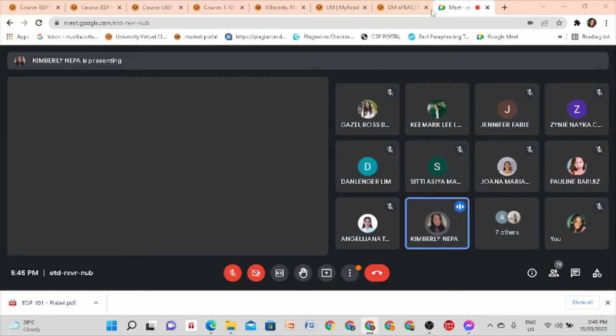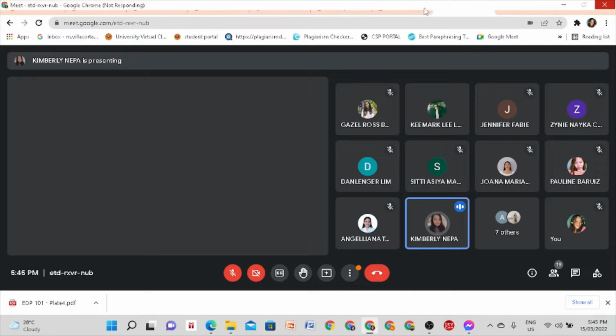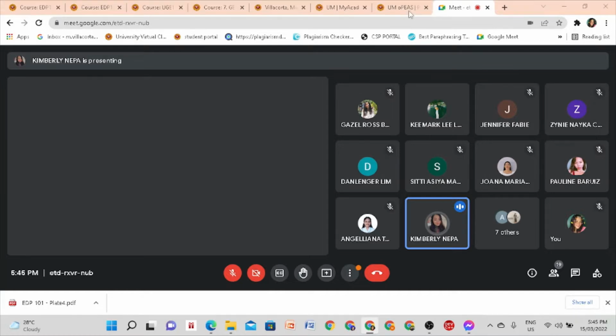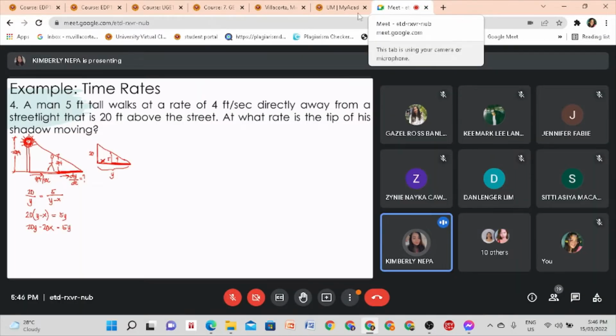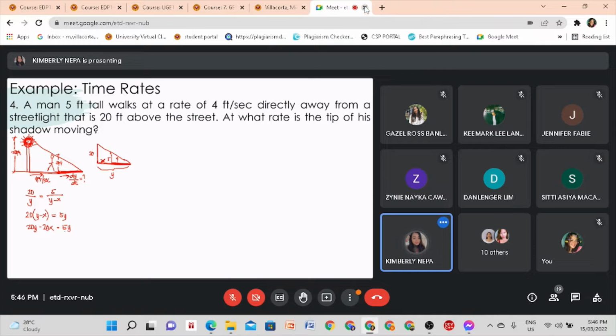Pwede. 20 times y minus x. Ang isa is 5 times y. Correct? Yes po. And then let's just distribute this. 20y minus 20x is equivalent to 5y. And then combine like terms. 20y minus 5y is equivalent to 20x.